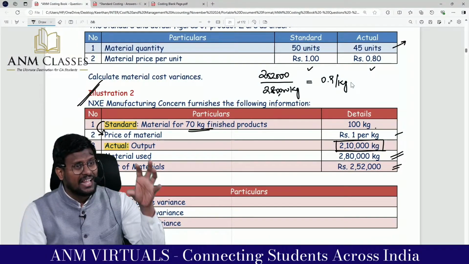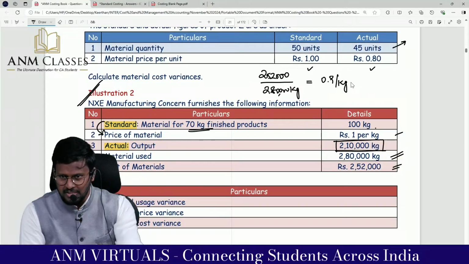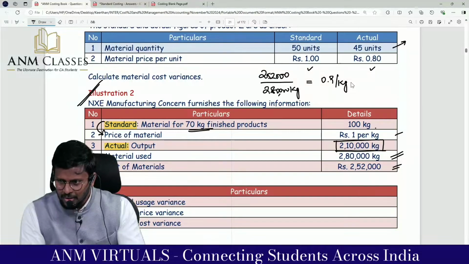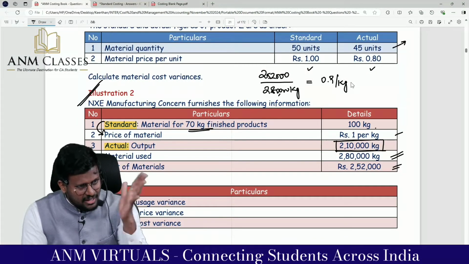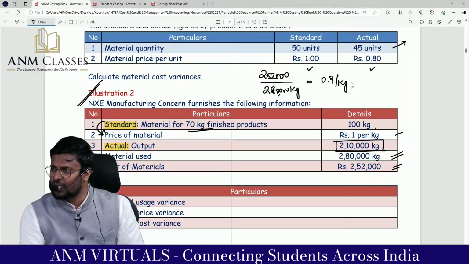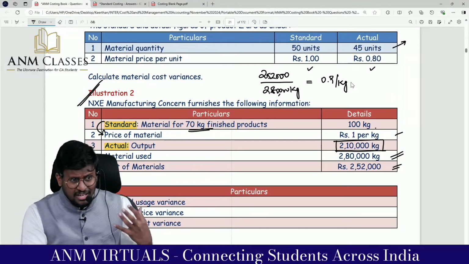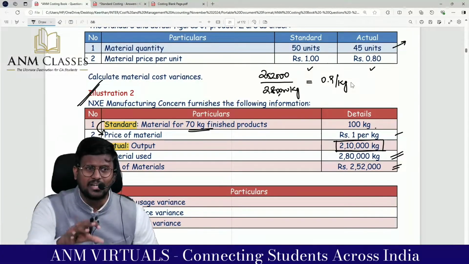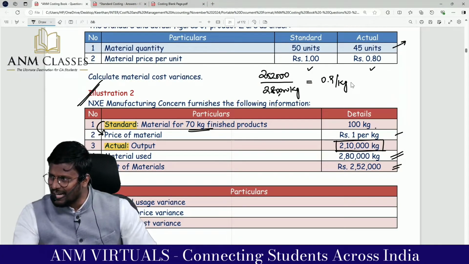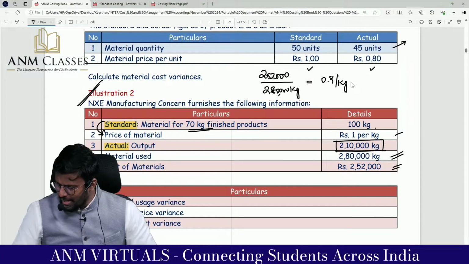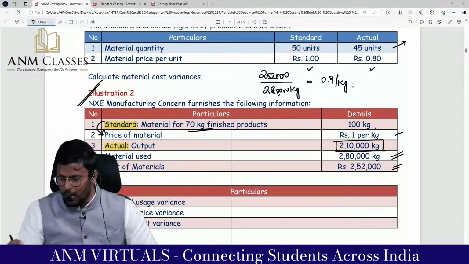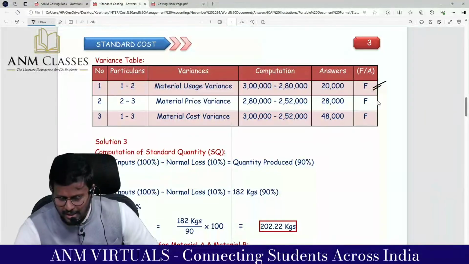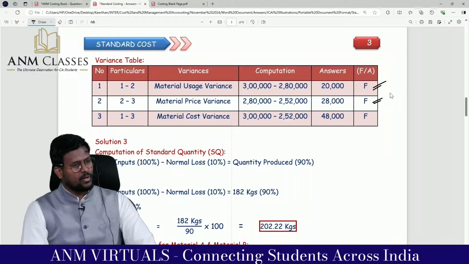Actual price is less than the standard price. That means material price variance is again favorable. I would have saved 10 paise per kg, on the actual quantity. Concept clear? That means 2,80,000 into 0.1 comes to 28,000, which should be the material price variance favorable.